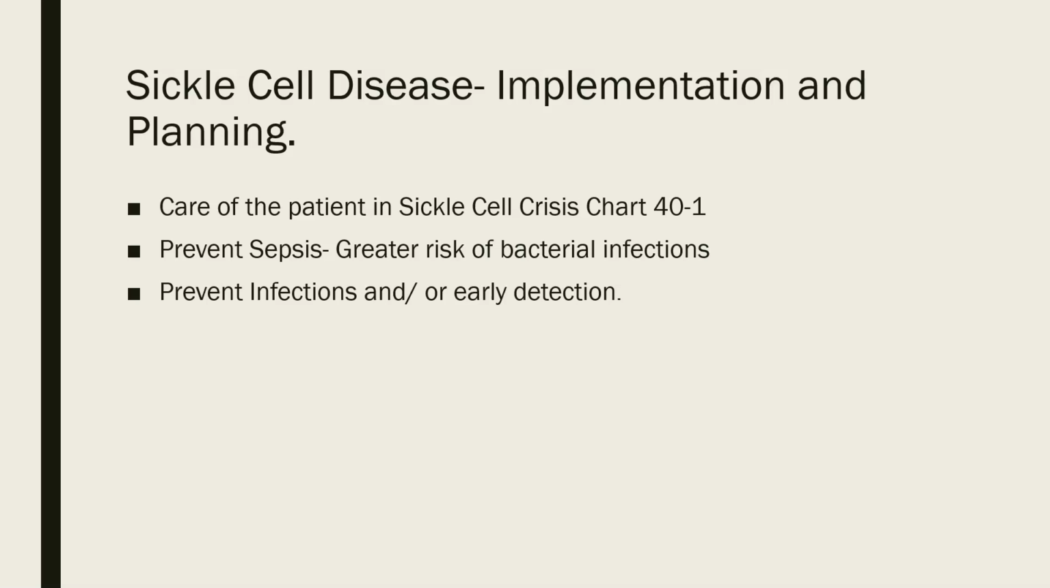So we've already talked about taking care of the patient when they're in crisis. You want to prevent sepsis because they are at a greater risk of bacterial infections due to damage to the spleen. So you want to prevent infections and or detect infection early. You want to make sure that the patient is taking their temperature and that they are aware of the signs and symptoms of infection.